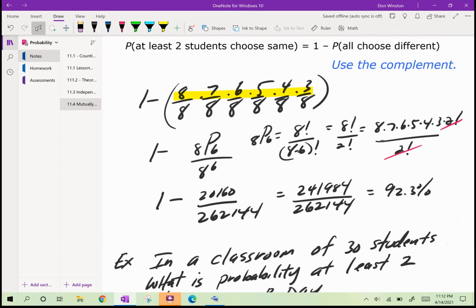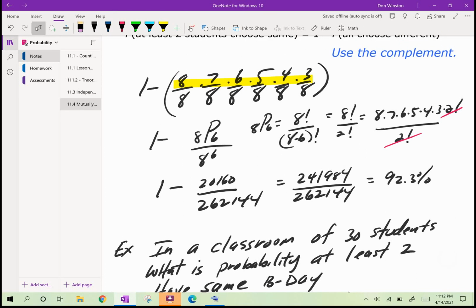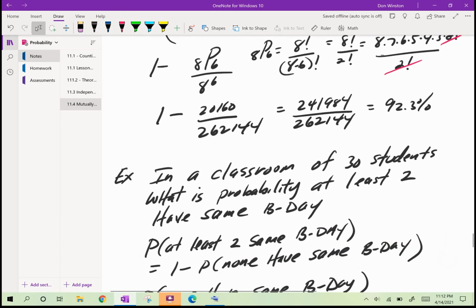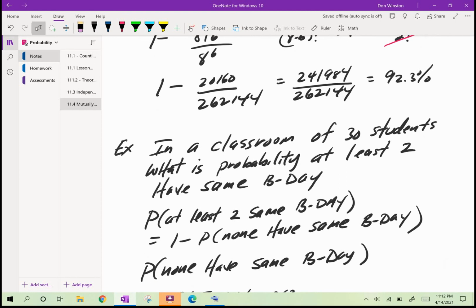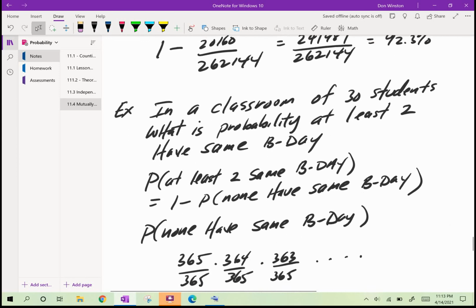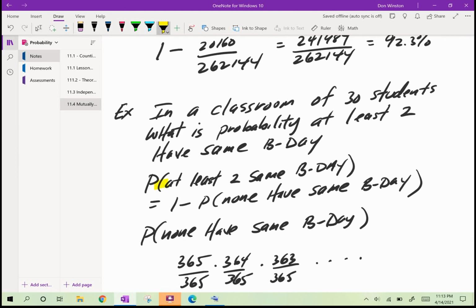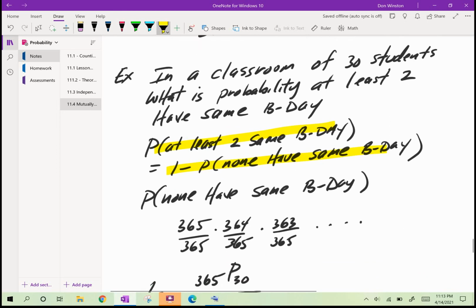Okay. The interesting problem here is what's called the birthday problem, and this can be a lot of fun to actually do if you're at a gathering of a lot of folks and having a good time. In a classroom of 30 students, what's the probability that at least 2 have the same birthday? So the probability that at least 2 have the same birthday is 1 minus the probability that none of them have the same birthday, or everybody has a different birthday.